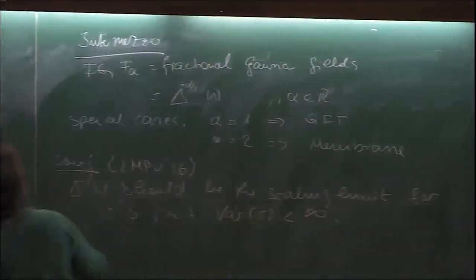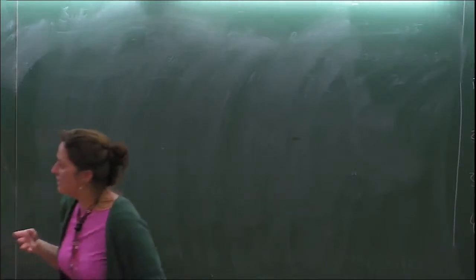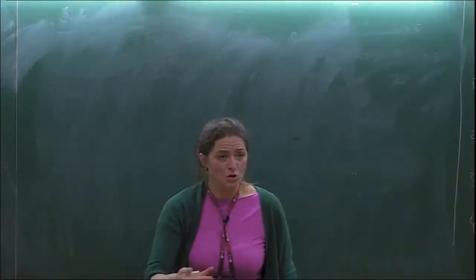So this is the first step. The second step, at least for the Gaussian cases, we know that the moments will exist. So we could use a moment method to look at the convergence of all the moments and to determine that the moments converge to the right ones.